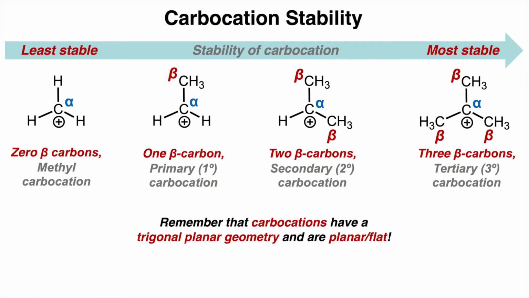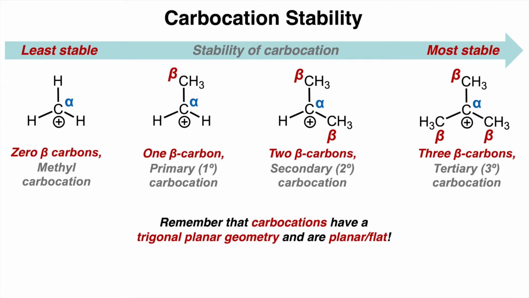Recall that carbocations are carbon atoms that only have 3 bonds connected to it with an overall formal charge of +1. There are several types of carbocations, and some are more stable than others. Methyl carbocations that contain 0 beta carbons are least stable. And as you increase the number of beta carbons, the carbocation's stability also increases. So tertiary carbocations with 3 beta carbons are the most stable type of carbocation.